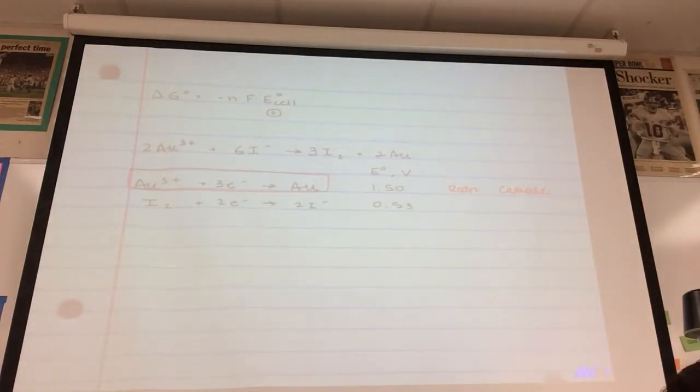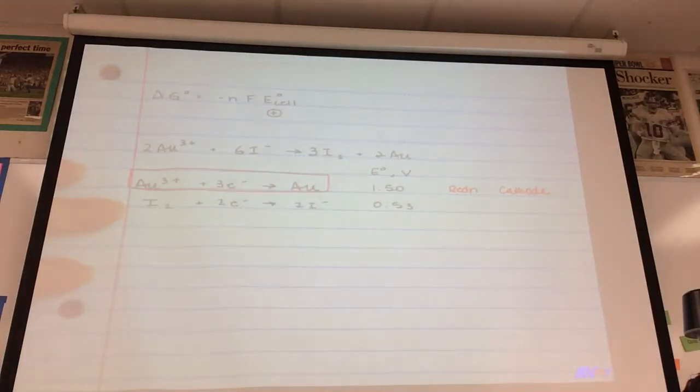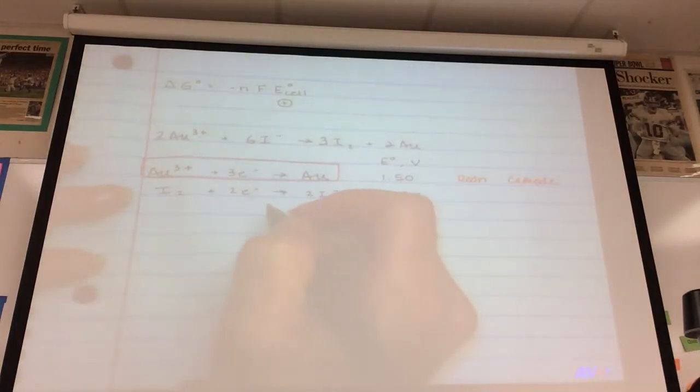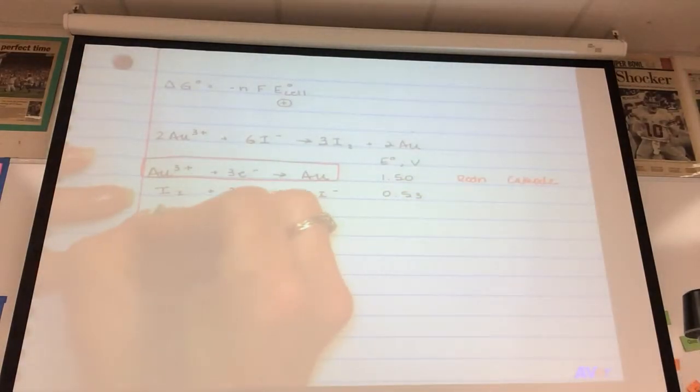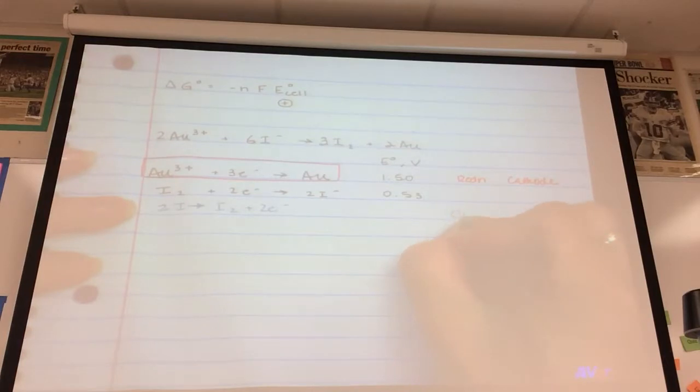Now the second equation is in the reverse order from what's illustrated here, correct? Okay. So that tells me that the equation I really need is the reverse one. And so this is oxidation at the anode.